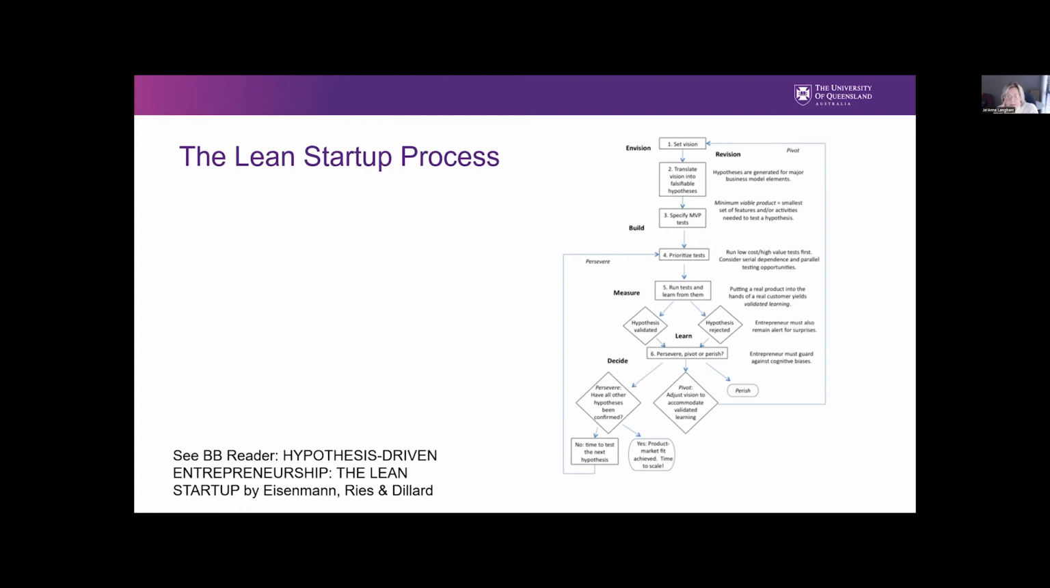Step 6, based on whether your hypotheses have been validated or not, you'll be making a decision about whether you want to persevere with the existing MVP, whether you want to change direction, or whether you want to close. No one of these is right or wrong. This is merely the process for you to be able to learn and develop quickly or change direction while it's still cheap, and quite possible for you to do that.